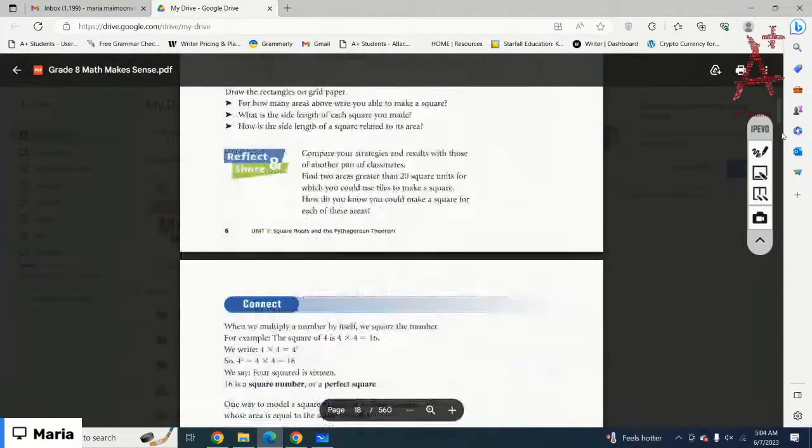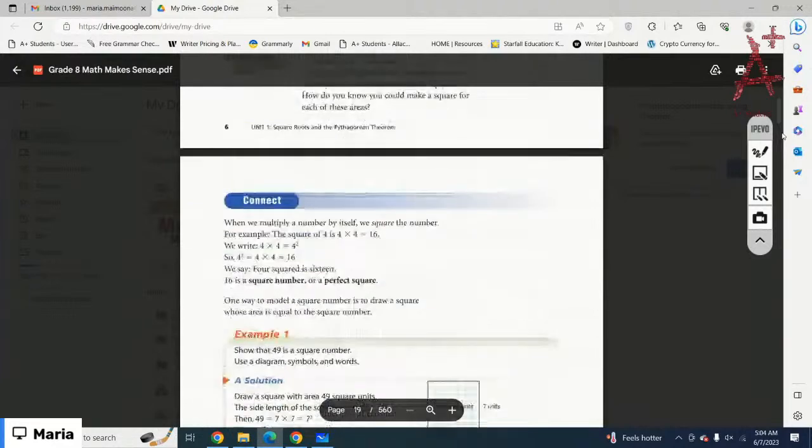Basically we are going to learn what squares are and how we square a number. You can see here, when we multiply a number by itself, we square the number. Got it? Do not confuse square and square roots. So what is square? When you multiply a number by itself, that means we are going to square the number. You can see here 4 times 4 would be 16. So 4 squared is 16. Got it? When you multiply 4 by itself, it makes 16.